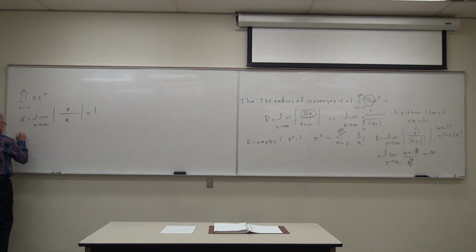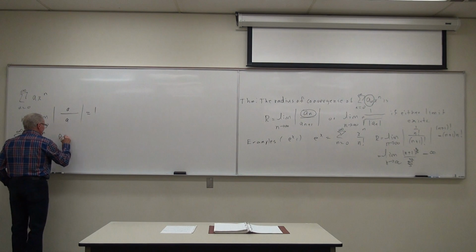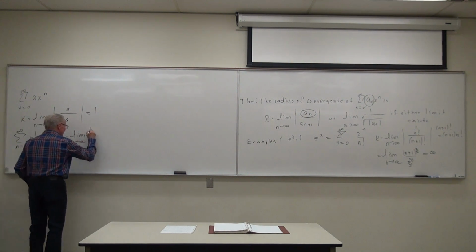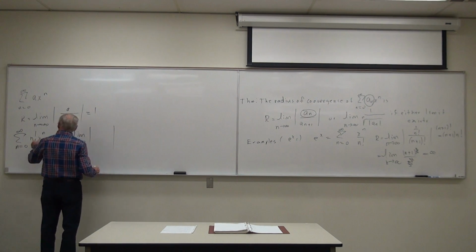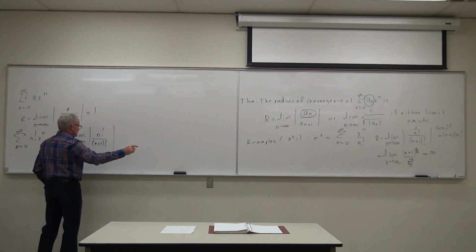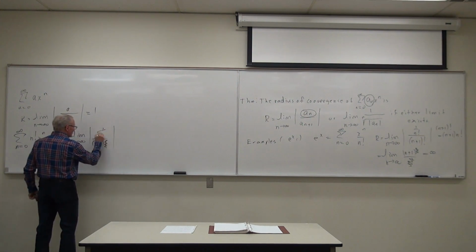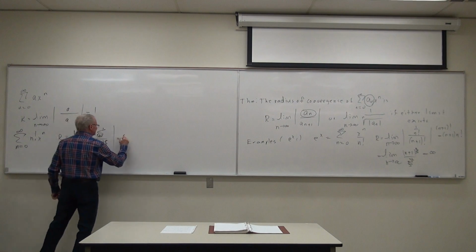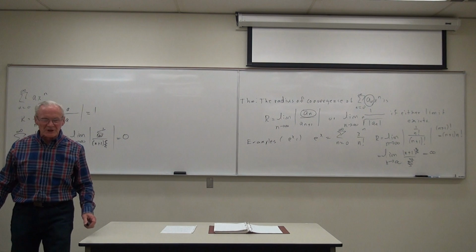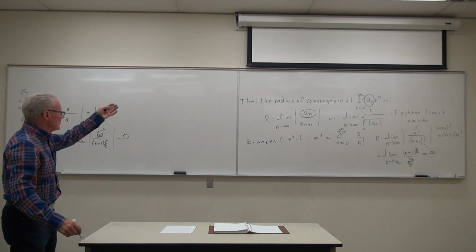Fourth example we have summation n equals 0 to infinity, n factorial x to the n. R is the limit as n goes to infinity of the absolute value of a sub n, n factorial, over a sub n plus 1, n plus 1 factorial. Do that same cancellation, cancel all that with all that. What's the limit now? 0. That's what we saw before by reasoning. Now it's obvious with this formula.